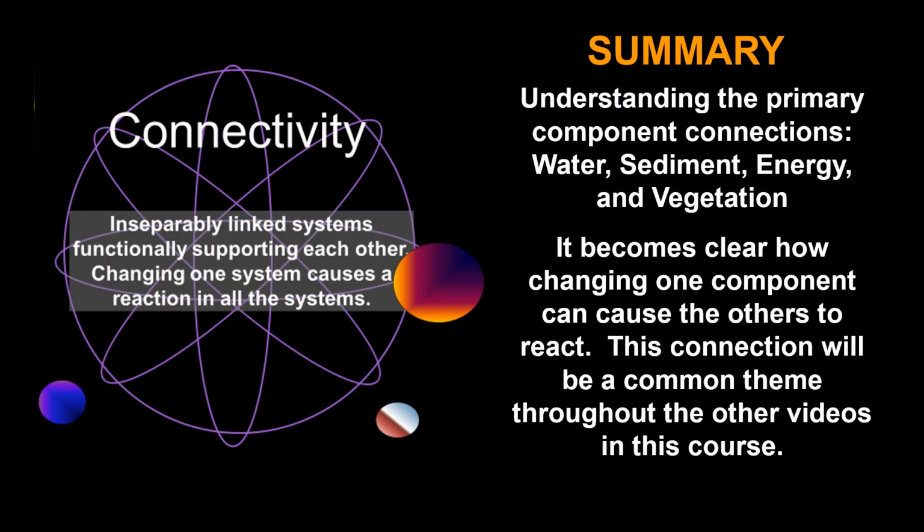So this concludes the primary components talk, but in summary, understanding the primary component connections, water, sediment, energy, and vegetation, we can now see how one change in the system can cause the others to react. And this connection will be a common theme throughout the other videos that you will see in this course that will go into more detail and explain them with examples more thoroughly.